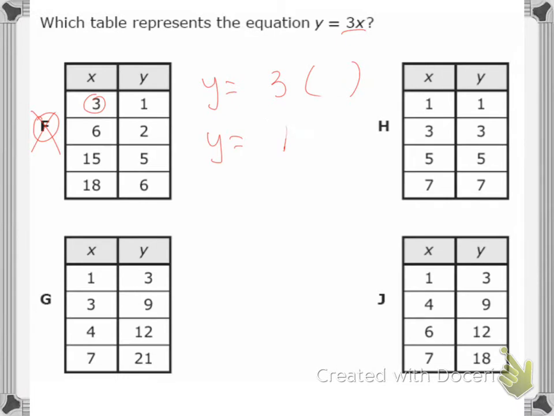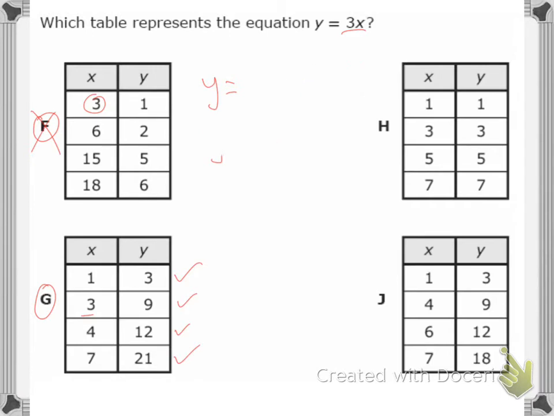Let's do G. If x equals 1, y equals 3. Now this is correct. If x equals 3, y is going to be 9. Oh, that's correct. 3 times 3 is 9. 4 times 3 is 12. 7 times 3 is 21. All right, that seems to be okay.